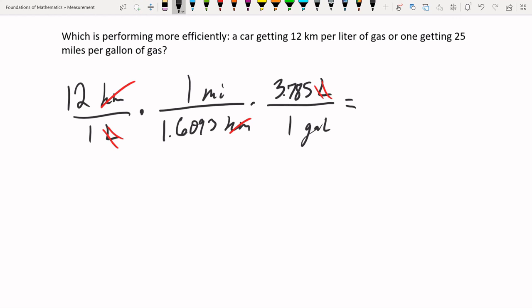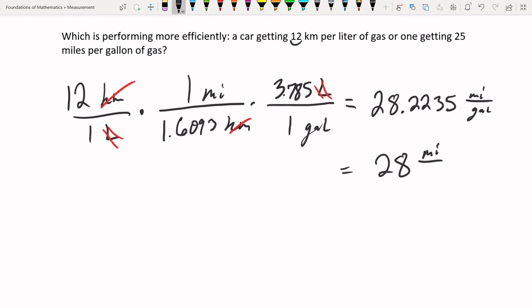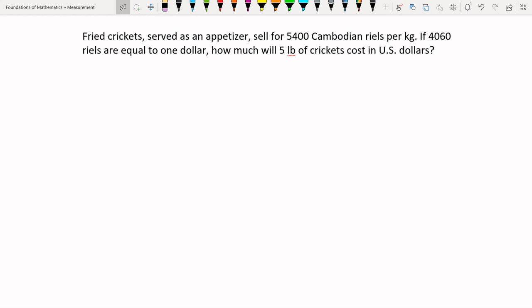Giving us 28.2235 miles per gallon. We should really only have 2 digits. So rounding to 2 significant digits is 28 miles per gallon. Right? We round to this place, 1, 2. Look at the 2, it doesn't go up. So 28 miles per gallon, 12 kilometers per liter is more than 25 miles per gallon.